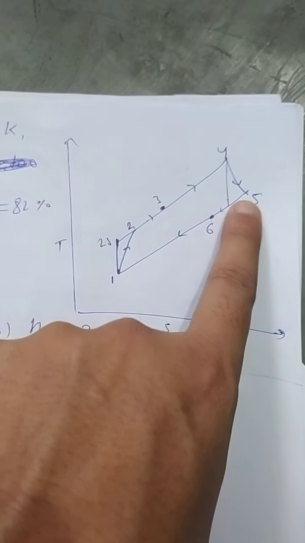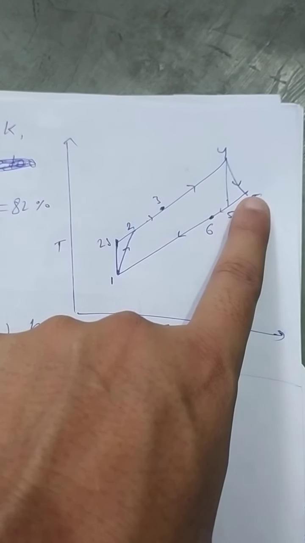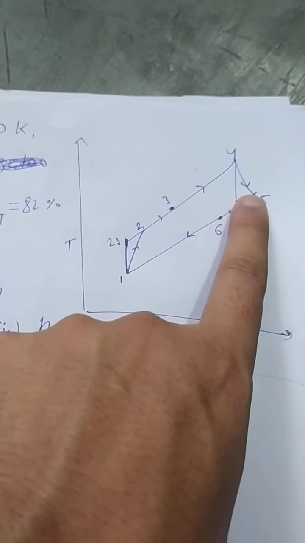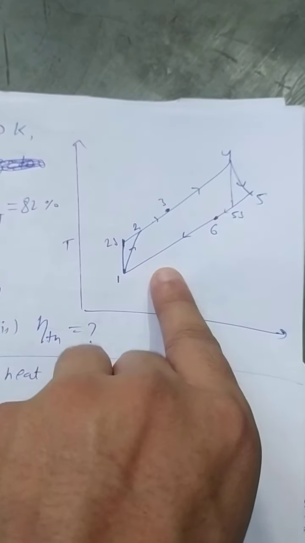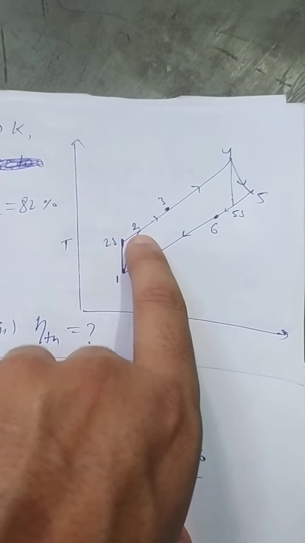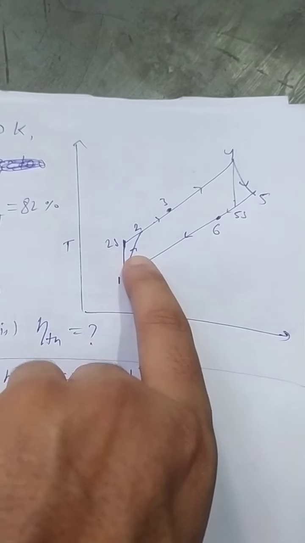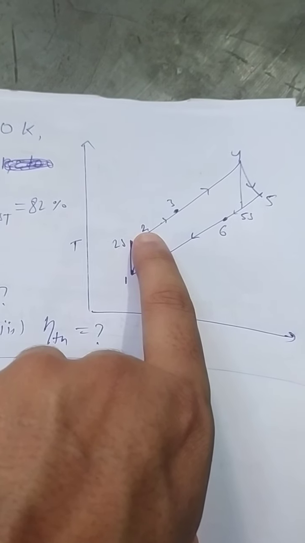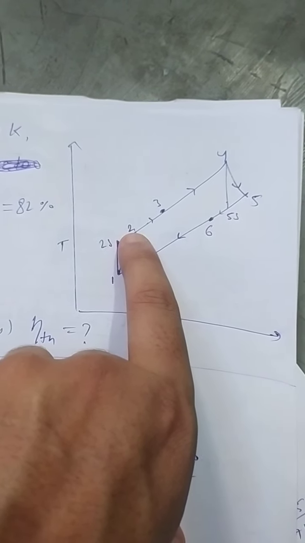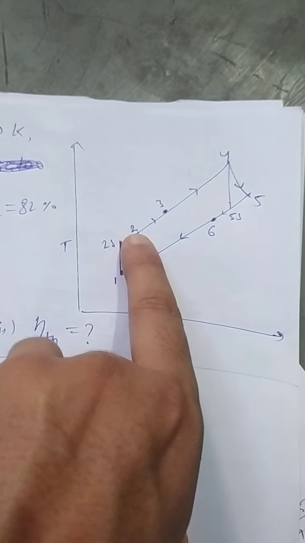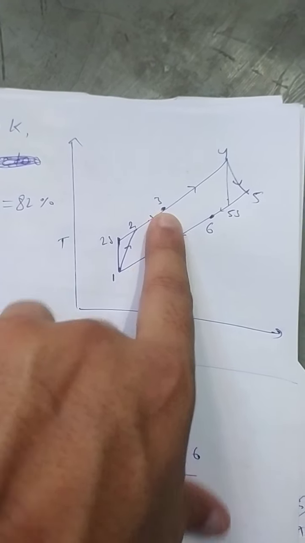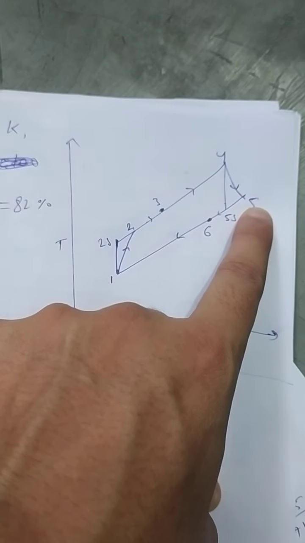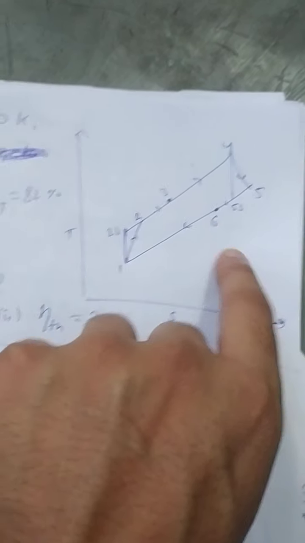The exhaust air passes through the exit of the turbine, enters the regenerator to heat the air coming out of the compressor exit, that is at 2. So the temperature of the air increases to 3, and this exhaust air temperature decreases to 6.